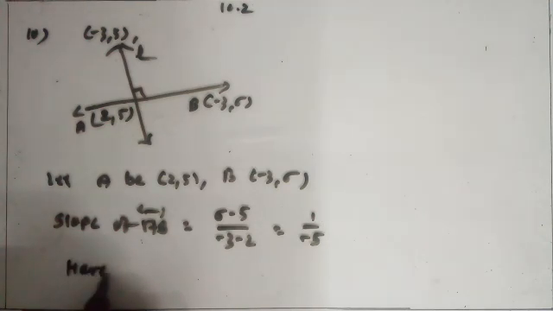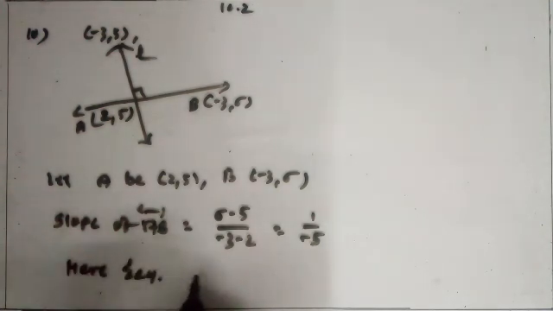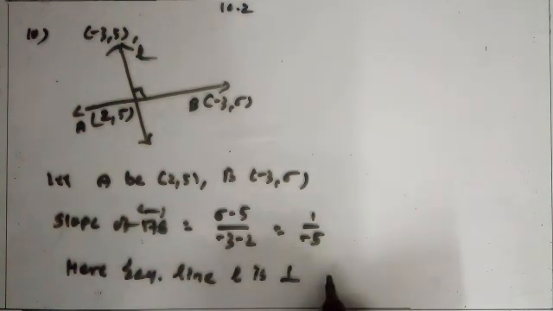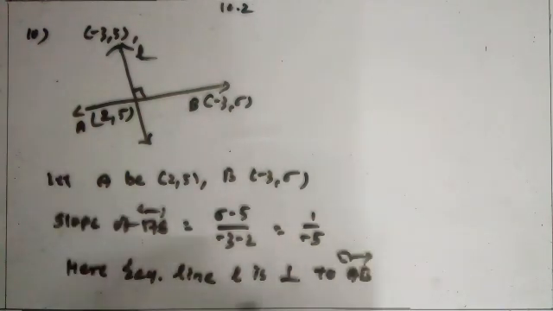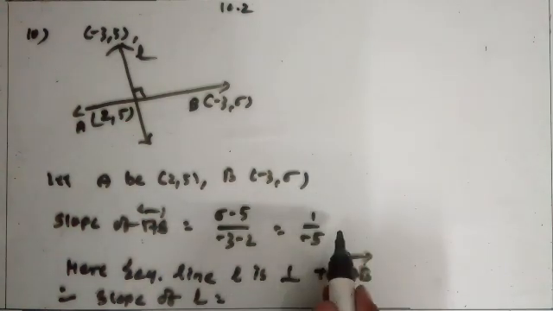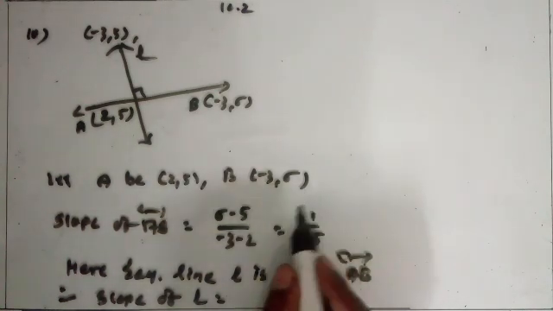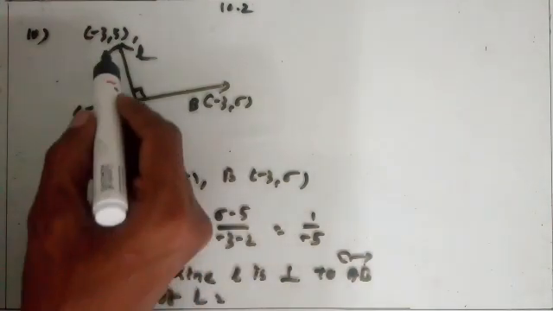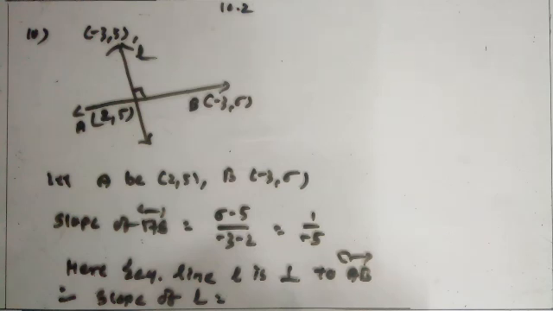Here the required line L is perpendicular to line AB. Clear? Given this, therefore, the slope of the required line L is equal to the slope of AB, take the reciprocal with the additive inverse. Here the slope of AB is -1 by 5. So the slope of the required line, that is the slope of the perpendicular to AB, is 5.